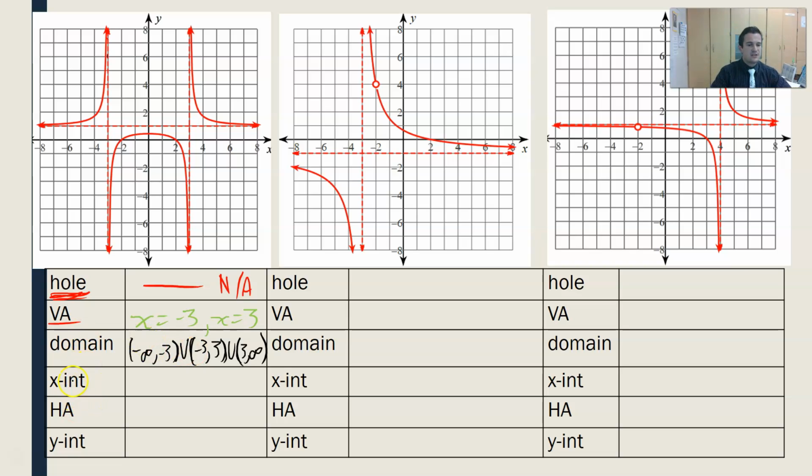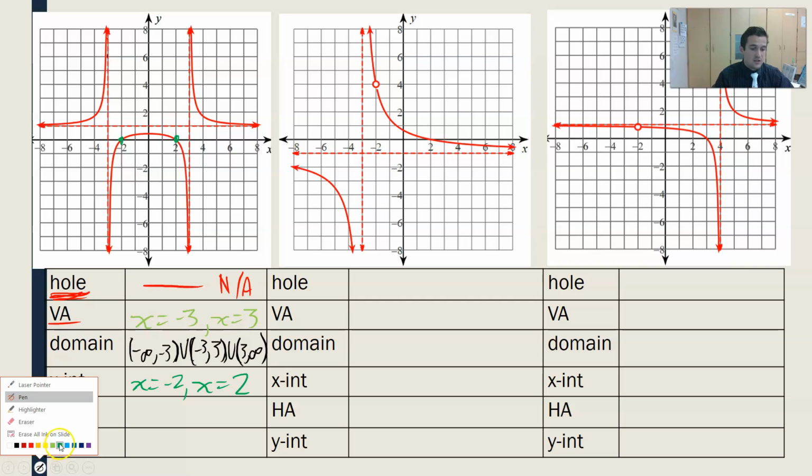My x-intercepts. I'm looking for where I touch the x-axis. So let me change colors here. Wherever I touch the x-axis represents an x-intercept. So at x equals -2 and x equals +2 represent my x-intercepts.